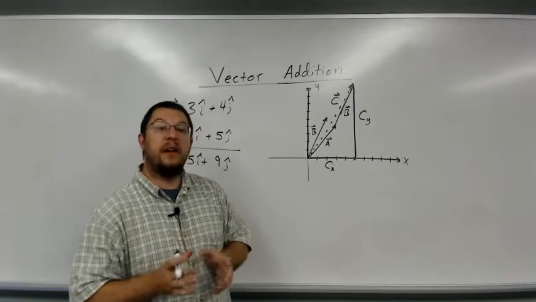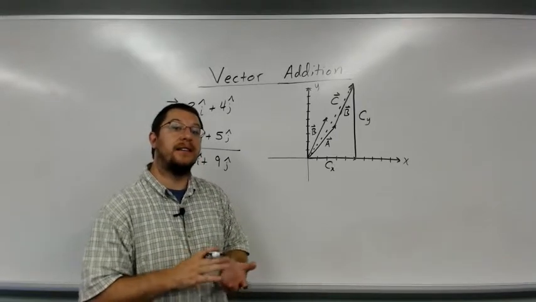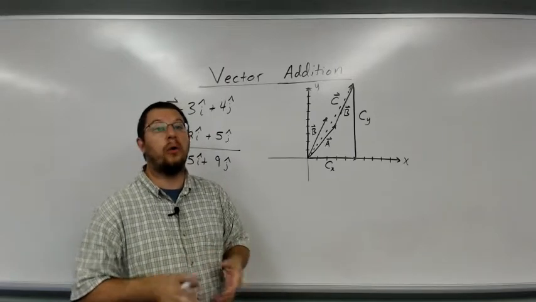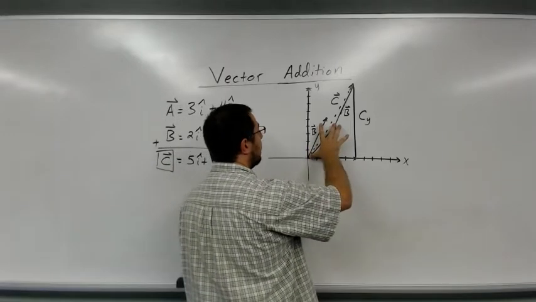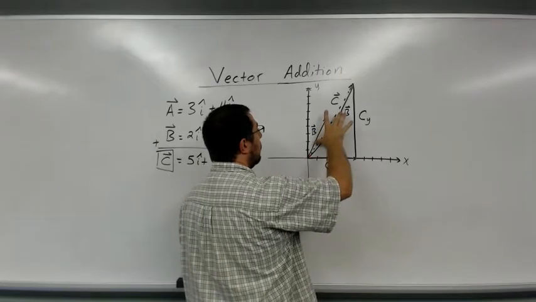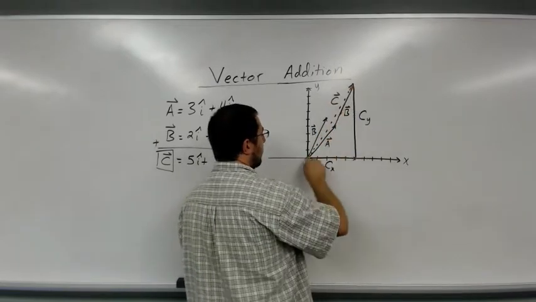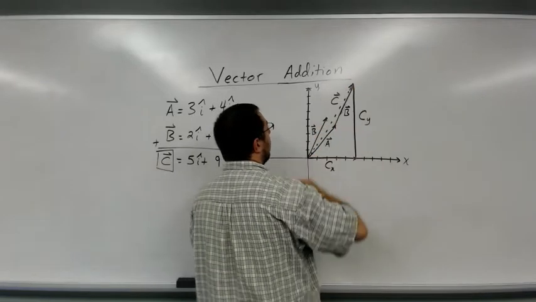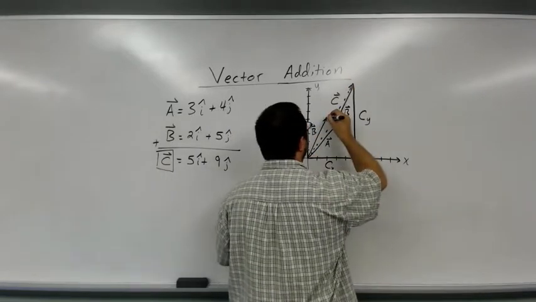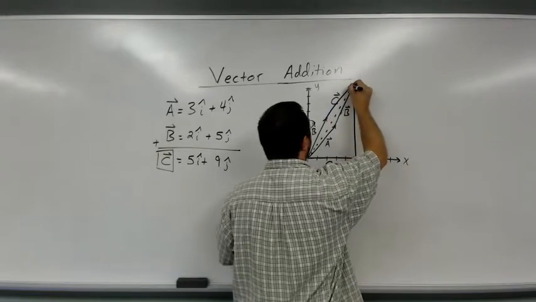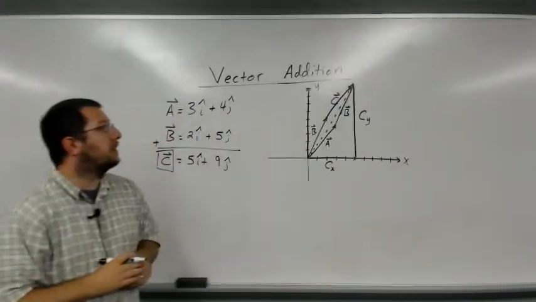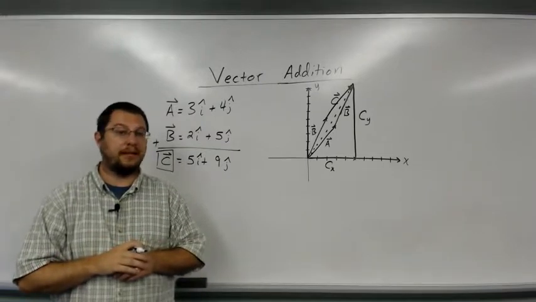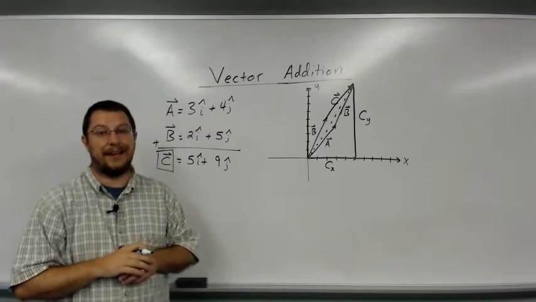Now, here's another trick, okay? Does it matter which vector I displace? It turns out no. I could just as easily have displaced A, and notice if I displace A such that its tail is at the tip of B, then I also arrive right at the same spot. So it does not matter which vector I displace. I'm still going to get the same result.